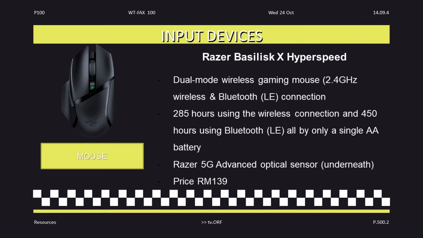The next input device is a mouse. We have chosen the Razer Basilisk X HyperSpeed for Nawal. This mouse is a dual mode wireless gaming mouse that comes with 2.4 GHz wireless and Bluetooth LE connection. It can be used up to 285 hours using the wireless connection and 450 hours using the Bluetooth LE connection, all by only a single AA battery. Underneath the mouse, there is a Razer 5G Advanced Optical Sensor. The price is 139 ringgit.